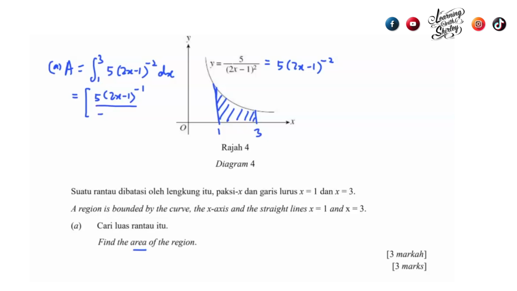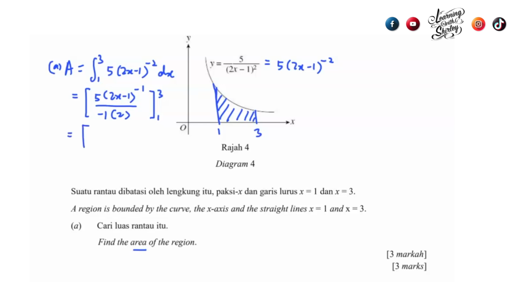Then bring down the power, and then you differentiate inside the bracket. So when you differentiate 2x minus 1, you get 2. So integrate from 1 to 3, like that. So this is the limit from 1 to 3. Now we're going to substitute the 3 inside, and then we minus.